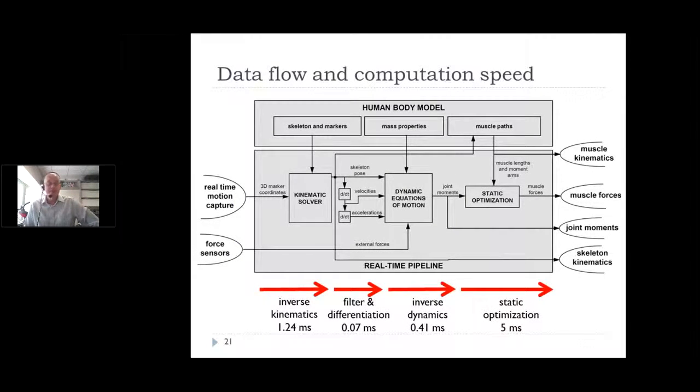So putting all these things together, now we have the whole data flow, and measuring the computation speed, we can do the inverse kinematics in about 1 millisecond. Filter and differentiation is very fast. Inverse dynamics is also very fast. And then we use a fixed amount of time for that static optimization. Altogether, we're doing this in about 7 milliseconds. So we can process well over 100 frames per second with this. That's much better than what we had hoped for, which was 25 frames per second.